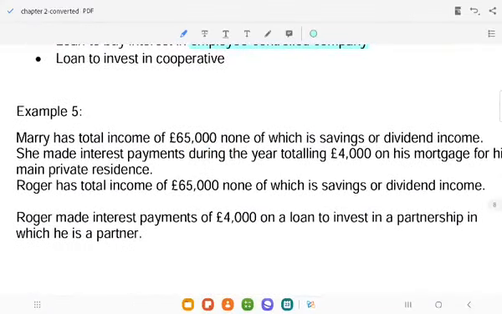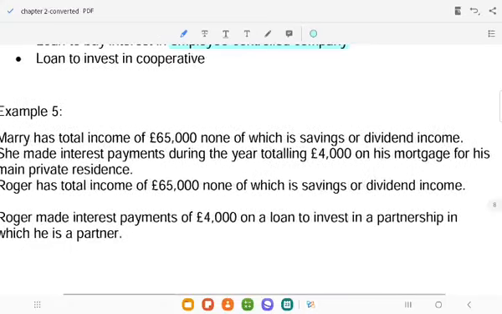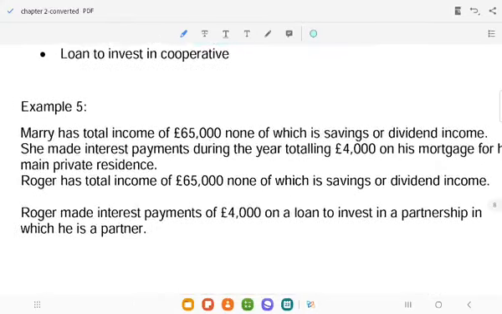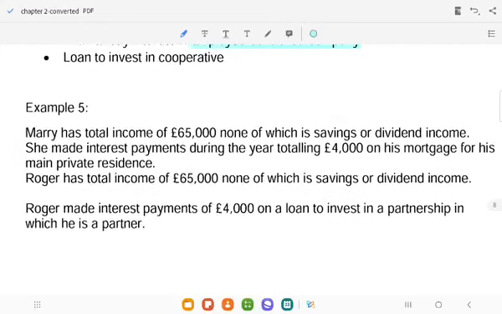Like Mary has a total income of 65,000, none of which is savings or dividend income. She made interest payments totaling 4,000 on her mortgage for her main private residence. If she has taken a loan for the main private residence, this is not a qualifying purpose. So, interest paid on this loan is not deducted from the total income.